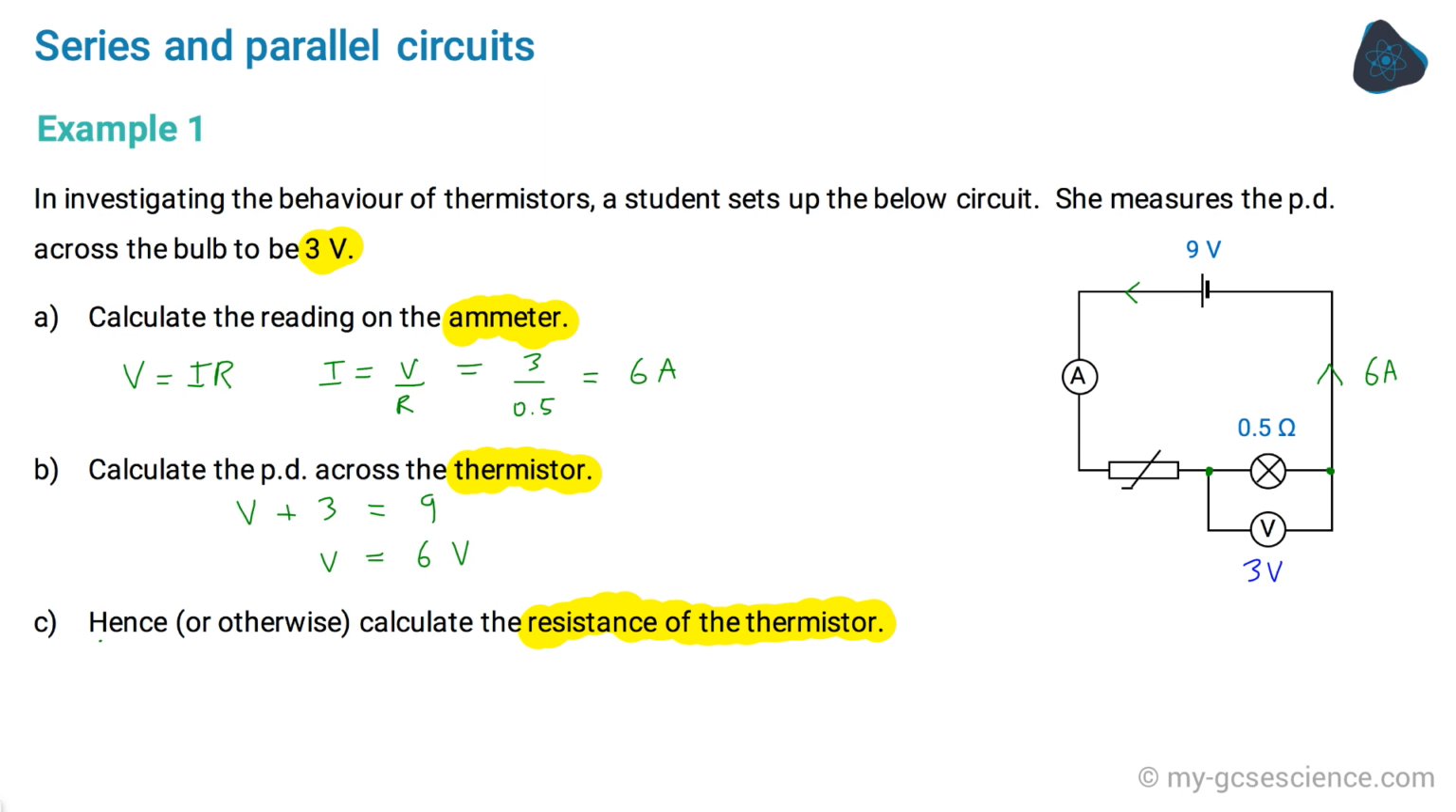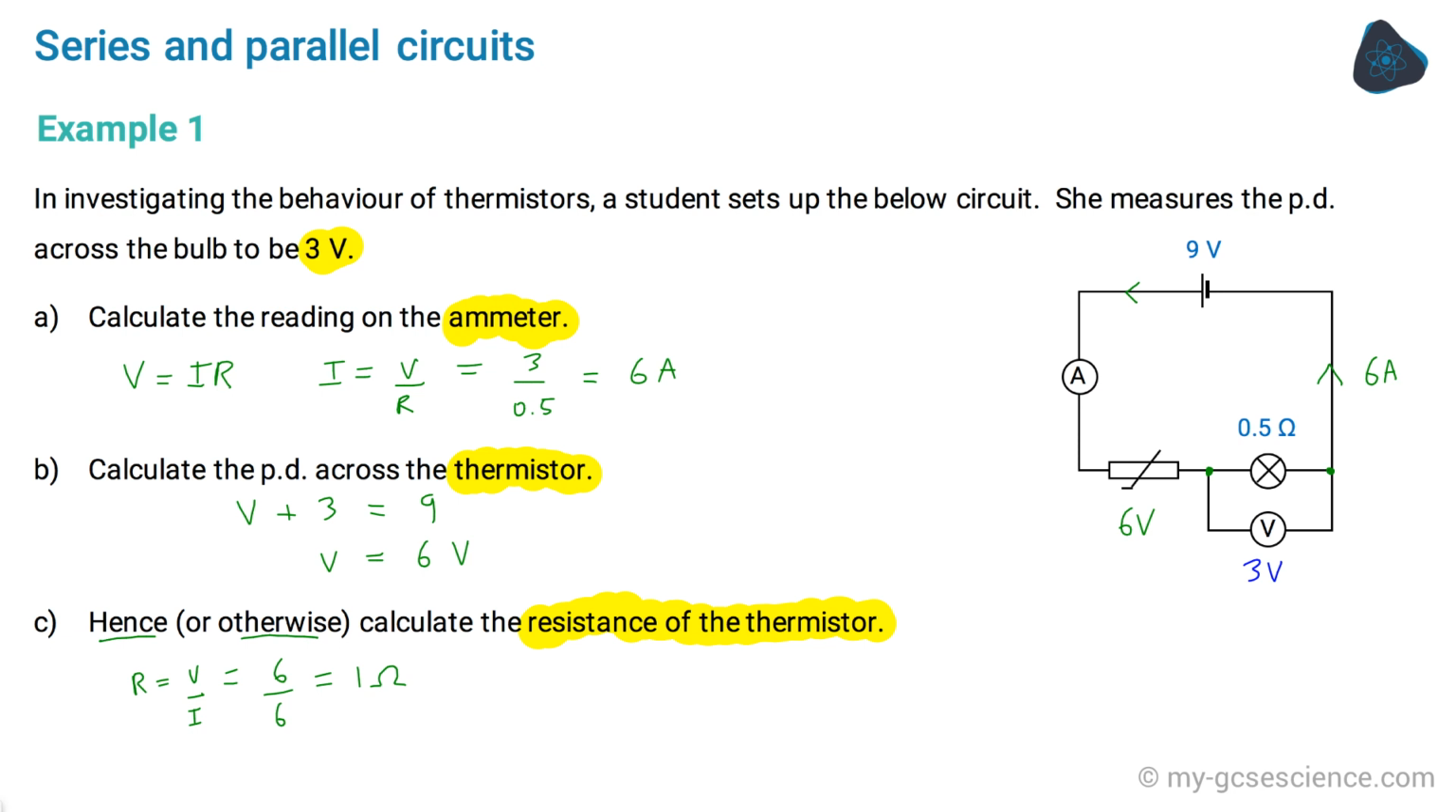When we see the word hence in this question, what that means is that we might be able to use one of our previous answers to help us do it. The word otherwise, though, suggests that there might be another way of doing the question. So let's look at both methods here. From part B, we saw that the PD across the thermistor was 6 volts, and we can use this in conjunction with V equals IR to work out its resistance. So rearranging, we have R equals V divided by I, and subbing in our values from the circuit diagram, V is 6 and I is 6 as well, which gives a resistance of 1 ohm. So that's the question done.